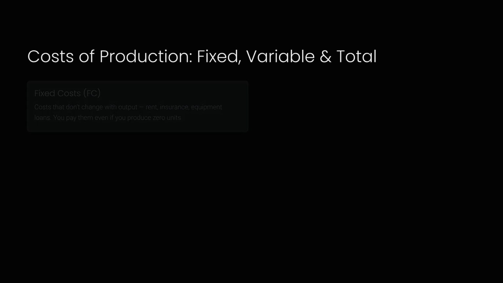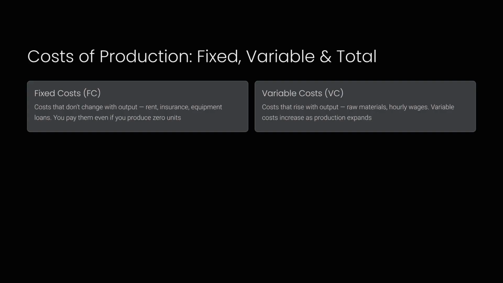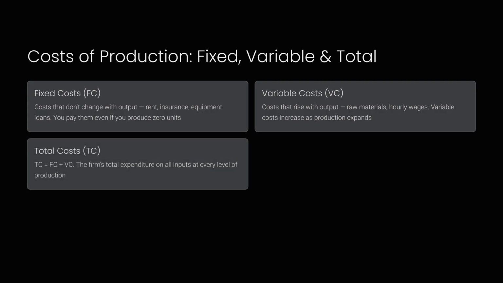A firm's costs include fixed costs, which don't change with output, and variable costs, which rise with output. Total cost is the sum of these two.